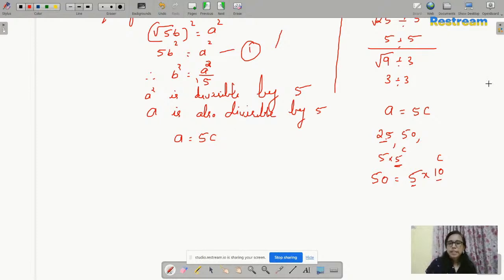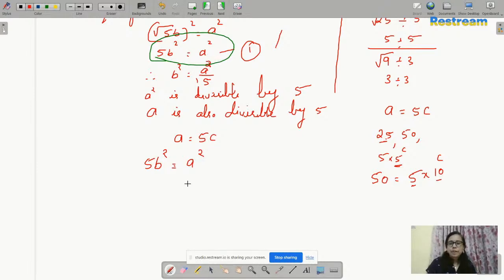Equation 1. Now this A is equal to 5c we have taken because A is divisible by 5. This we can substitute in the equation 1. That is, 5b square is equal to A square, which we wrote here, the first equation. The same A is equal to 5c we have written because A is also divisible by 5. So the same way, what we can do is, A is equal to 5c, substitute this 5c in this equation.